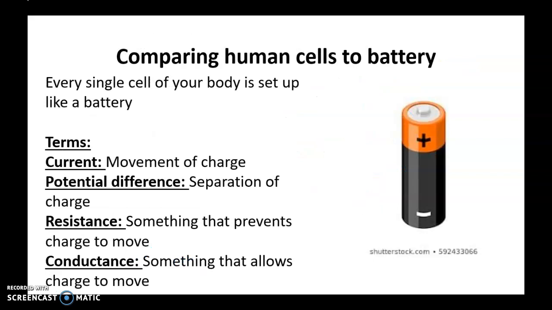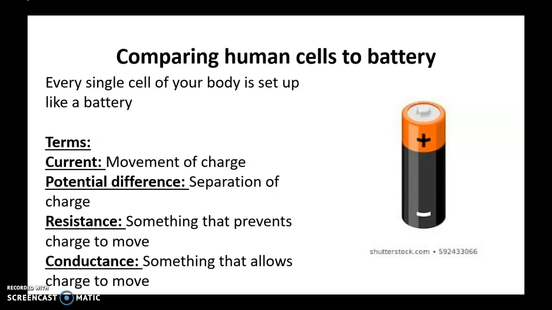Moving on. Now, we did compare a human cell to a battery, right? And we did mention that in a battery, we see there is separation of charge. And we see the same thing across the plasma membrane of a resting cell. Okay, now a few terms. And again, do not let these terms bully you into submission.